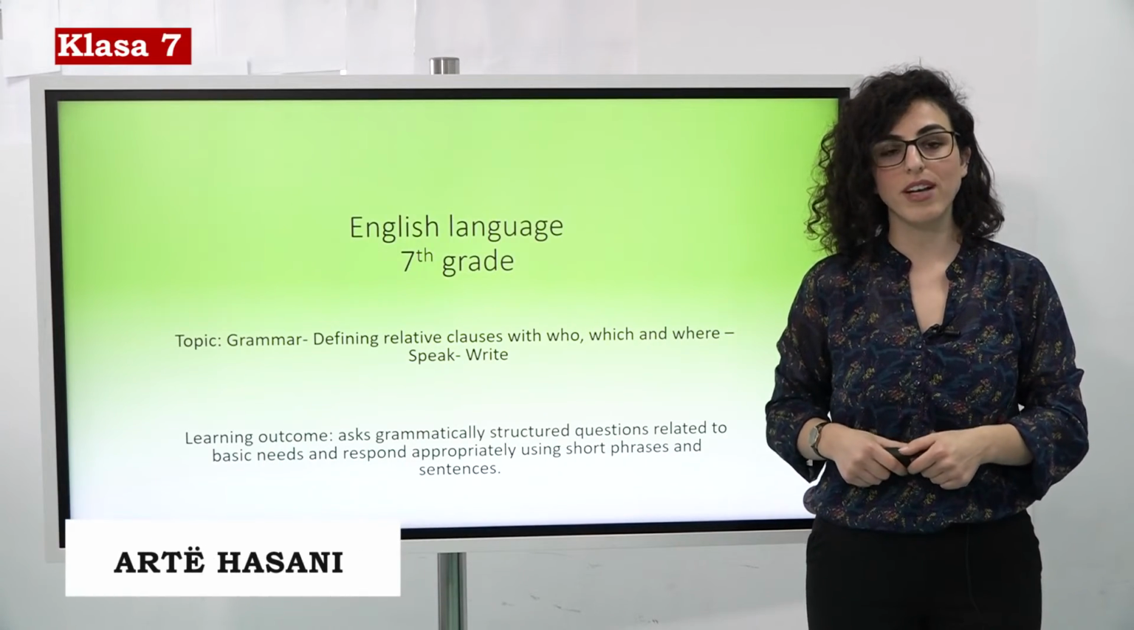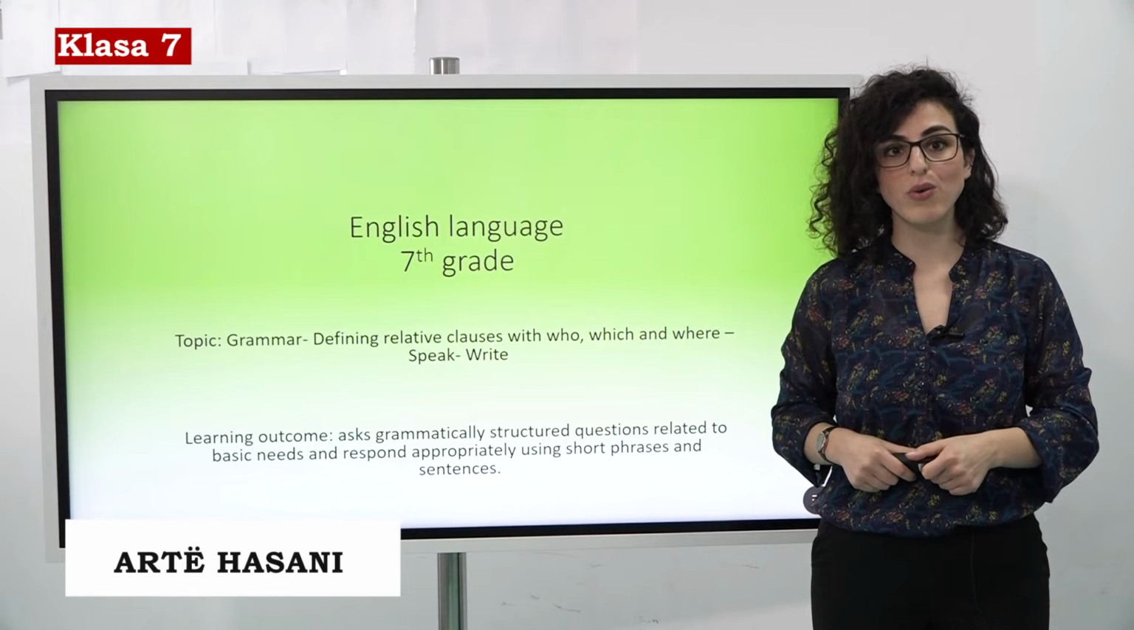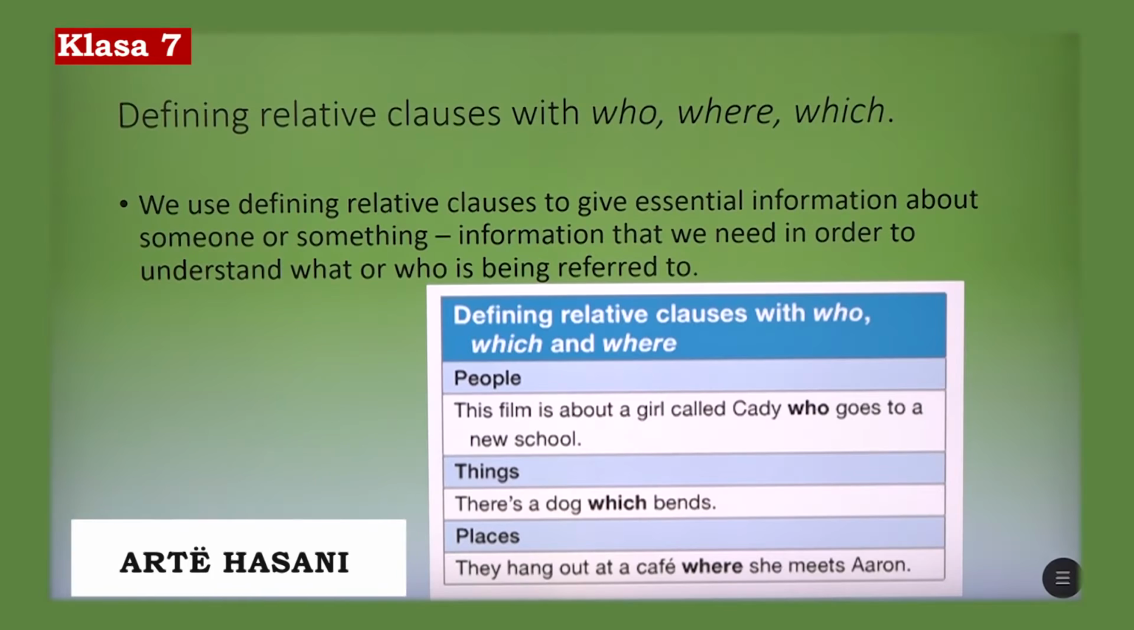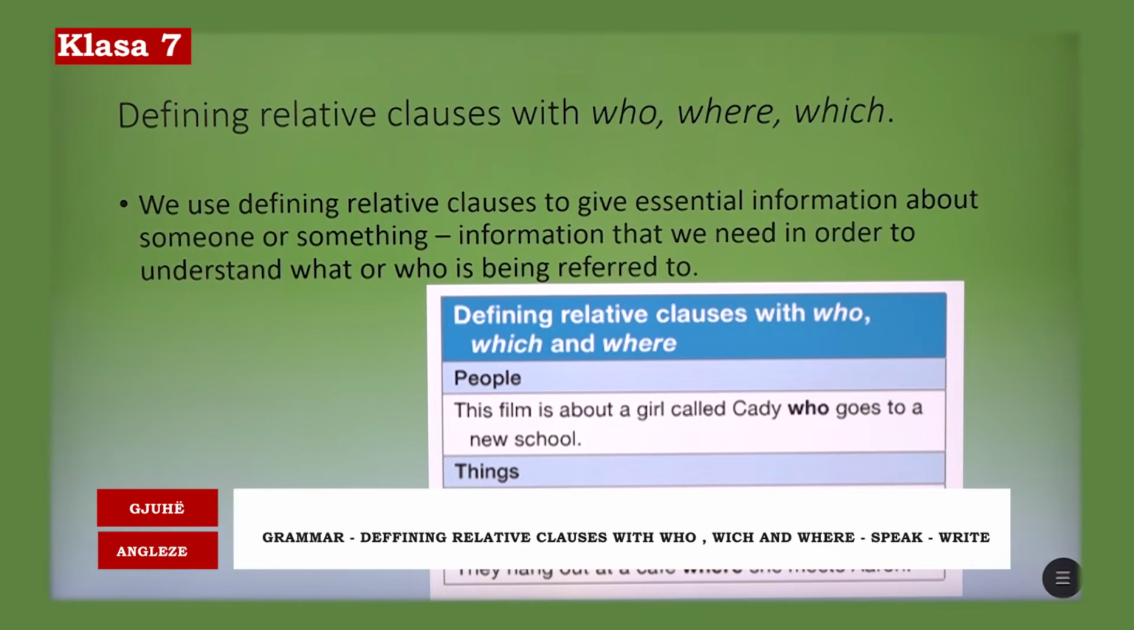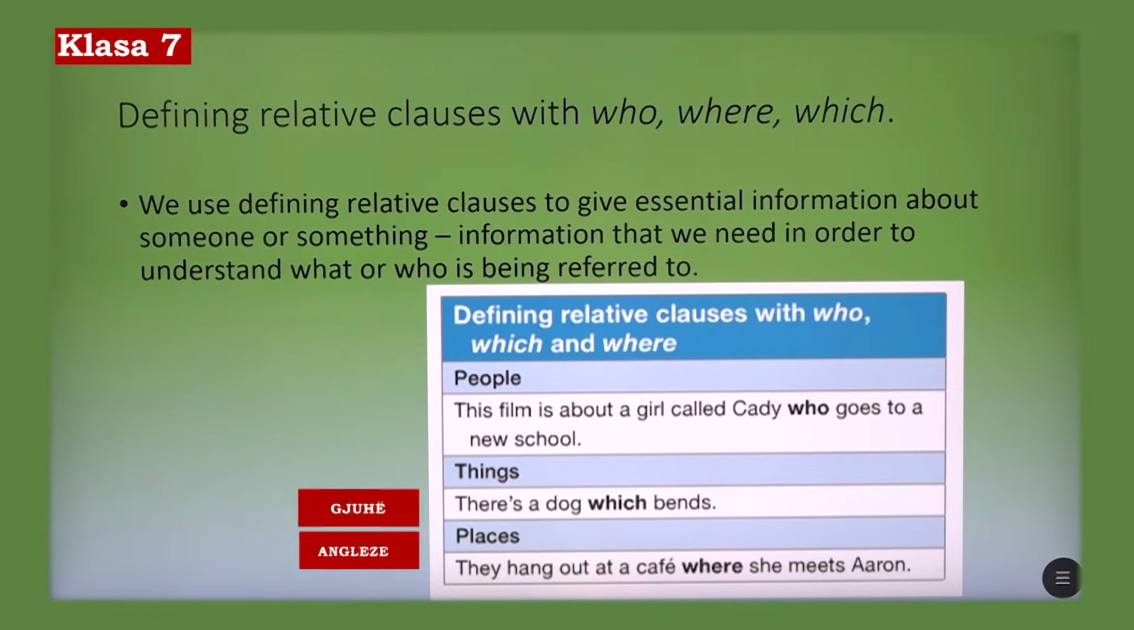Today we have defining relative clauses with who, which and where. We use defining relative clauses to give essential information about someone or something. Information that we need in order to understand what or who is being referred to.